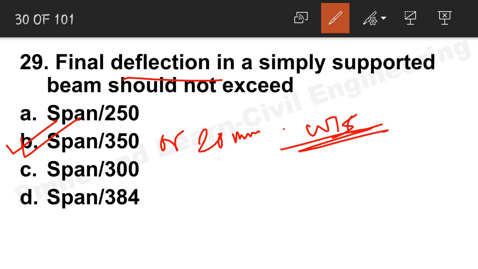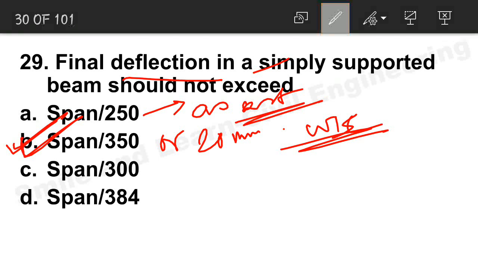Okay, but span by 250 is also final deflection for when measured from as cast level. We all know this is given in IS 456. So up to, because nothing is mentioned, we will consider span by 350.